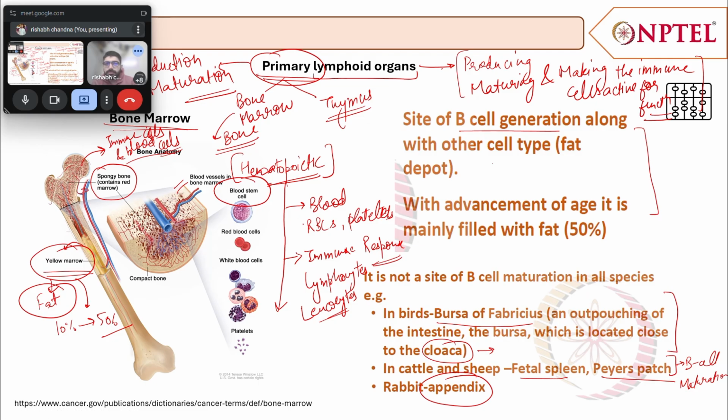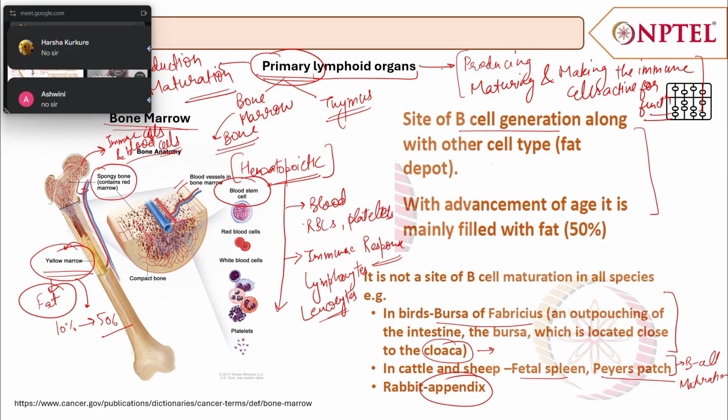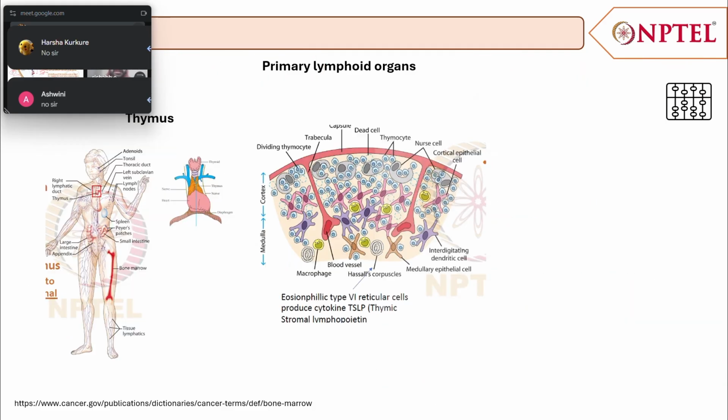Any doubts for the bone marrow? If not, then we'll move on to the next lymphoid organ, that is the thymus.